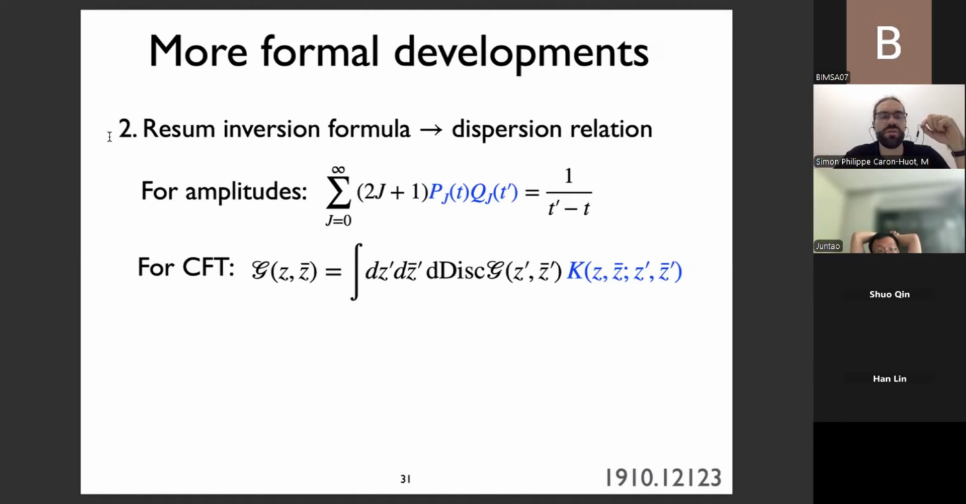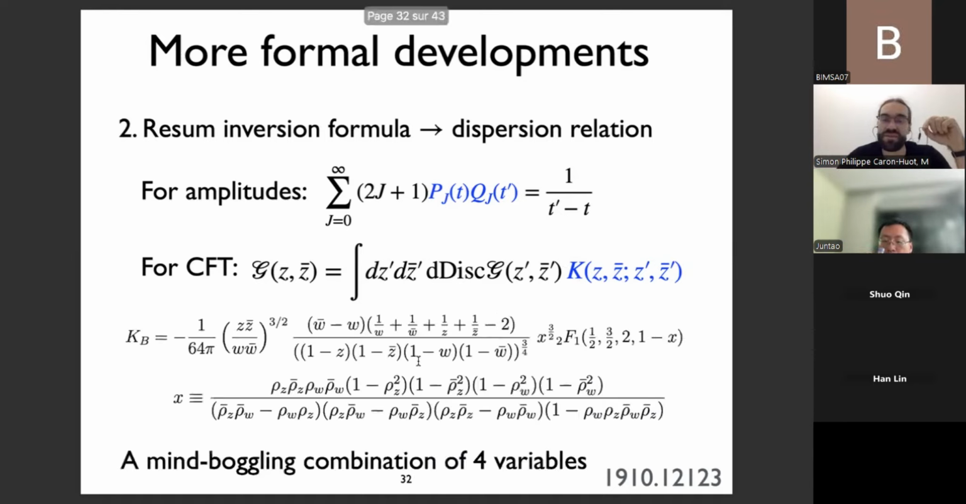Something else you can ask is, once you have this formula that extracts the CFT data in terms of double commutators, you can try to resum it and get the correlator from the commutators. In the scattering amplitude case, it works nicely because of an identity like this. The thing that extracts the amplitude is this associated Legendre function Q. When you resum the partial wave expansion with the correct weight, you get exactly the kernel in the dispersion relation. When you do the same game in CFT, you take the inversion and then resum the OPE. You get a formula that reconstructs the correlator from its double discontinuity, exactly as we wanted.